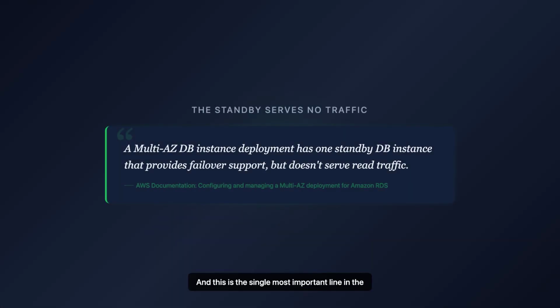And this is the single most important line in the entire lesson, straight from the Amazon Web Services documentation. A multi-AZ deployment has one standby that provides failover support, but doesn't serve read traffic. Read that again. It doesn't serve read traffic. The standby is invisible to your application during normal operation. Any answer that suggests reading from it is wrong before you even finish the sentence.